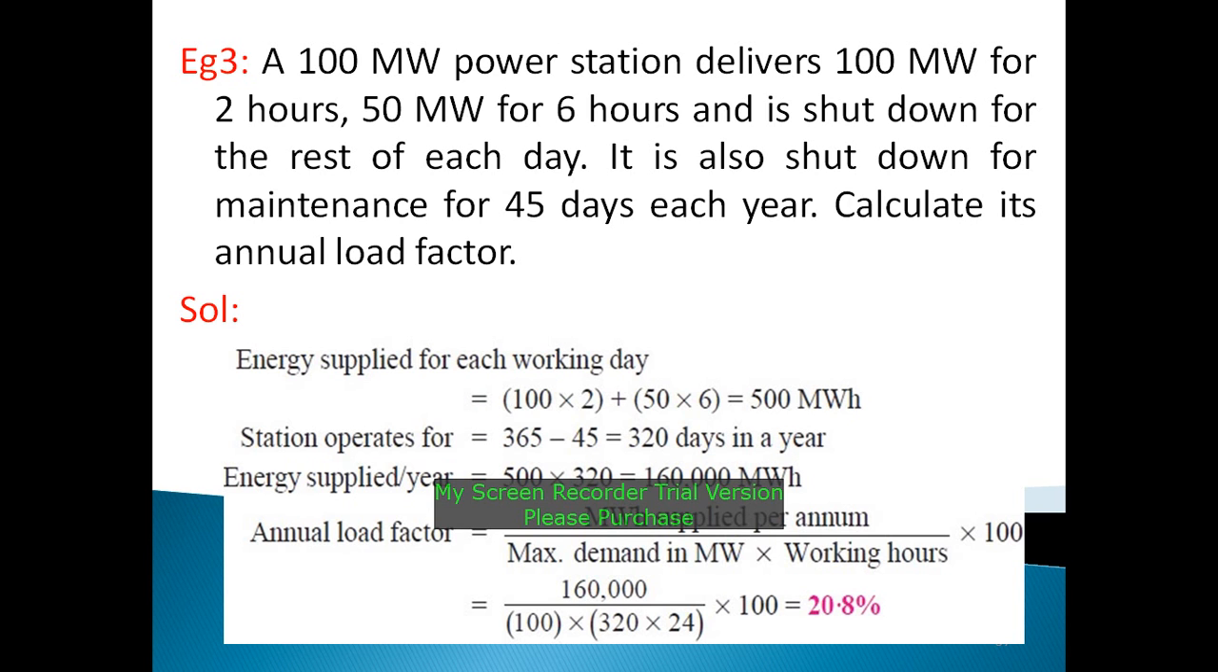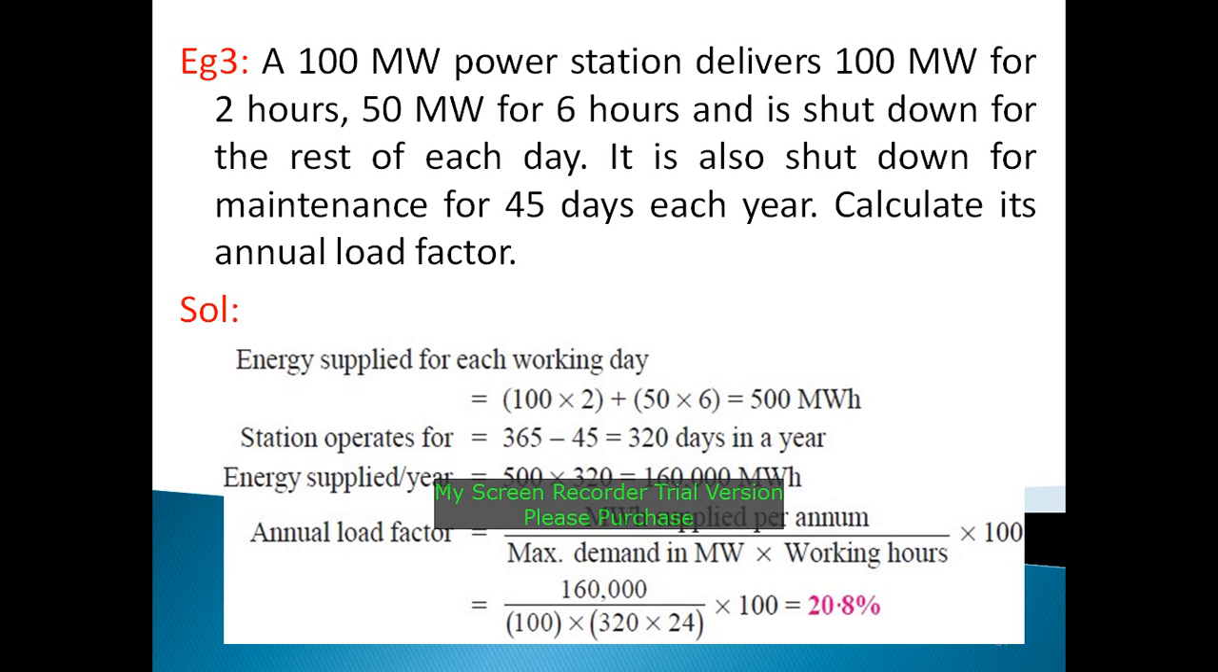It is also shut down for maintenance for 45 days each year. Calculate the annual load factor. So in a year the generating station is shut down for 45 days. So we have to calculate the total energy supplied on each working day. What the question asks is to calculate its annual load factor.